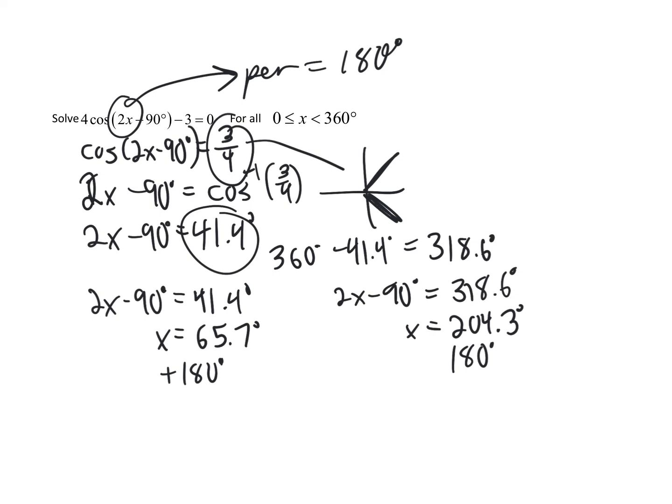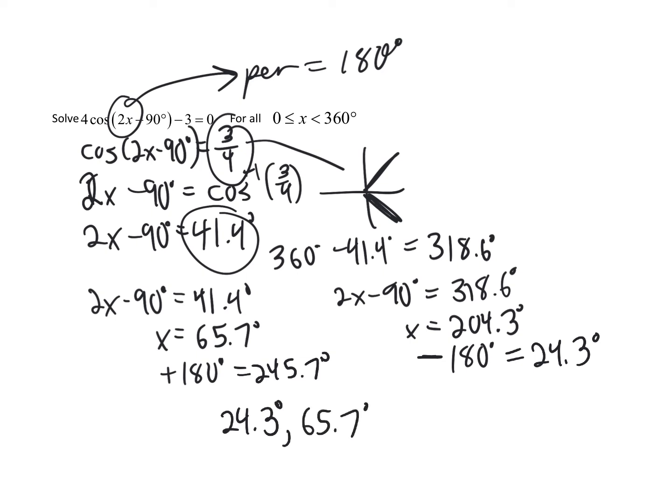But if we actually add 180, we're going to get over 360. So this time we're actually going to subtract. You can always add or subtract, but you want to stay within 360. So we're going to get 245.7, and we're going to get 24.3. So our four answers are 24.3 degrees, 65.7 degrees, 204.3 degrees, and 245.7 degrees.